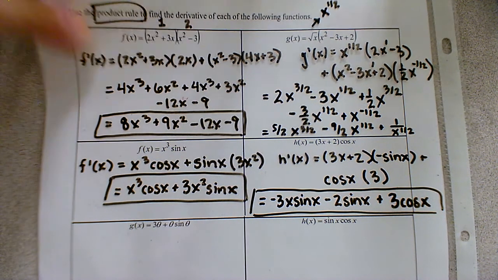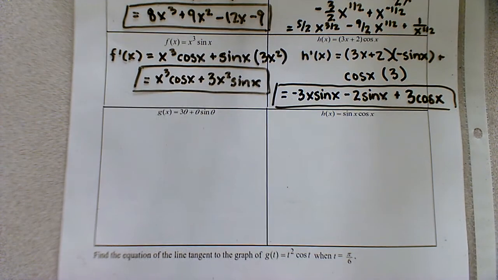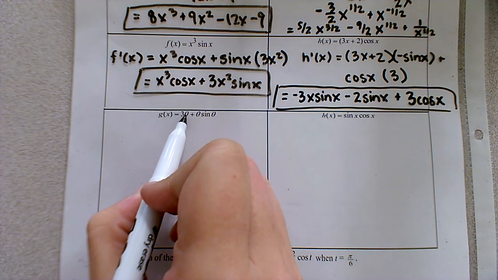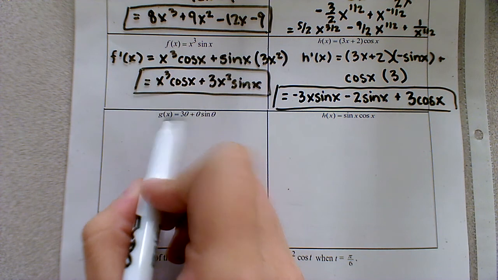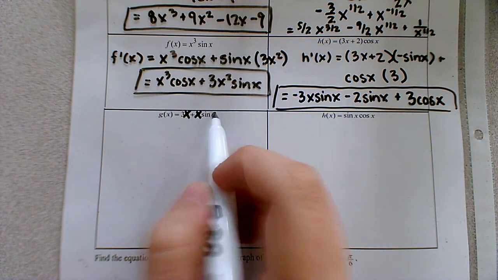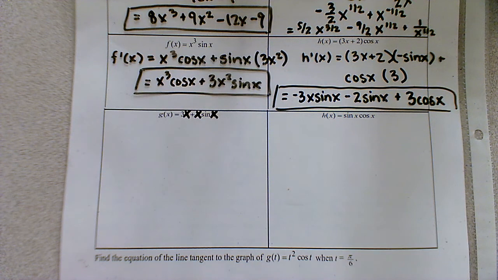All right, let's go ahead and try the last two in these boxes. Now, I have a little typo here. Notice how it says g of x, but our variable is actually theta. Those should actually be matching. So if you want to change these to x's, you can. If it helps you, might not be a bad idea.